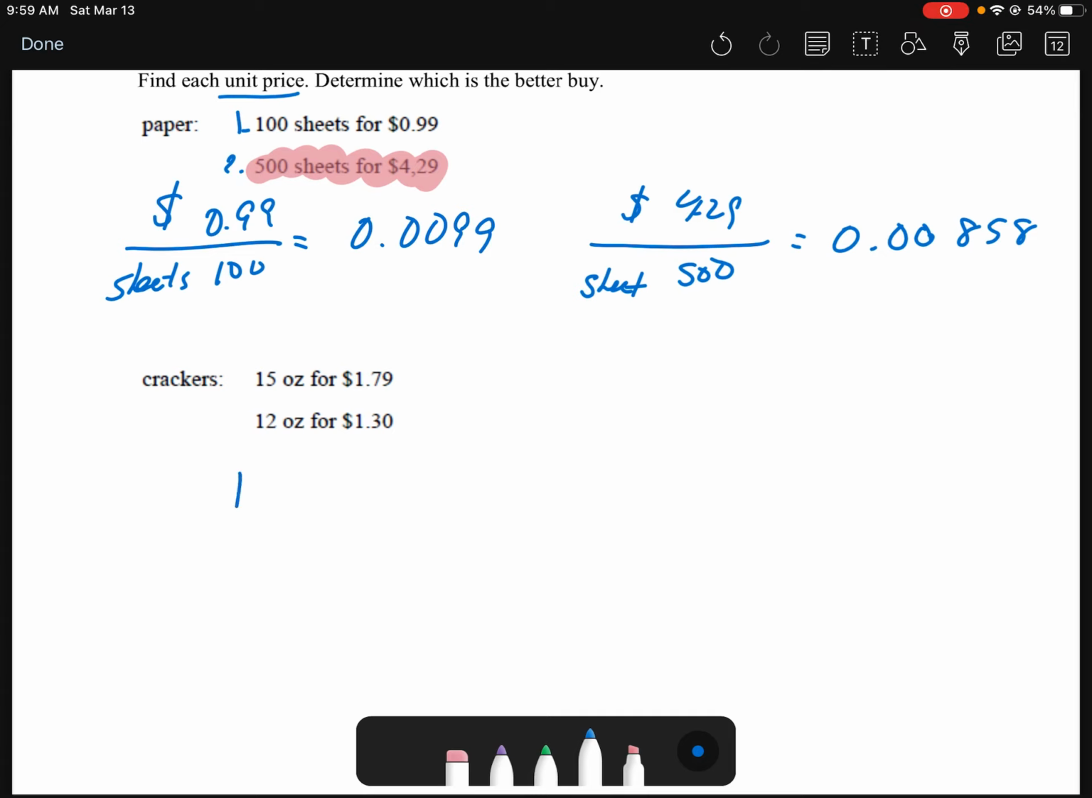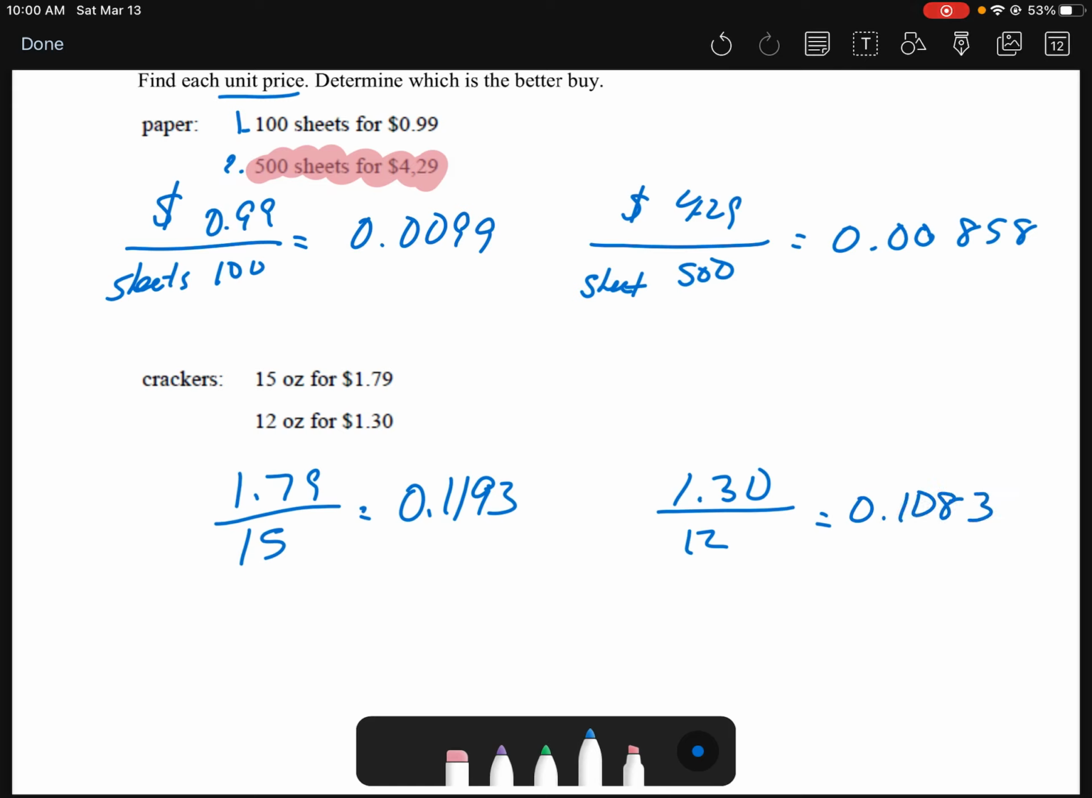Same thing for this one. We want to take the price and divide it by how many ounces of crackers. I'm rounding there. And the same thing for the second one. So which one is the better buy? The 12 ounces of crackers.